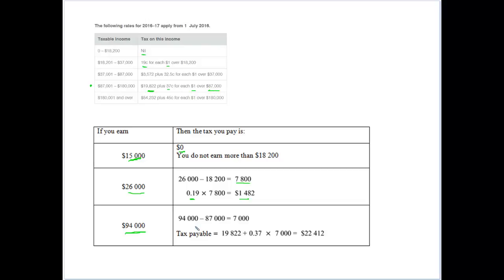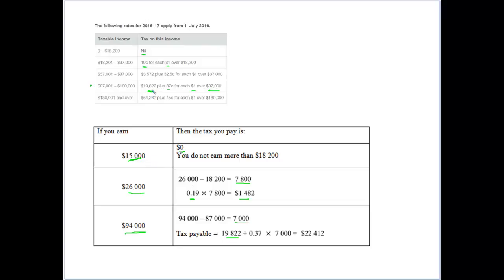So that's why we've gone down to this one and said the 94,000, which is what we have to pay tax on, take away 87,000. So all we need is every dollar that's after 87,000. So that gives us $7,000 there. And what we do, our tax payable then would be that 19,822. So that's the amount it's given in the table.